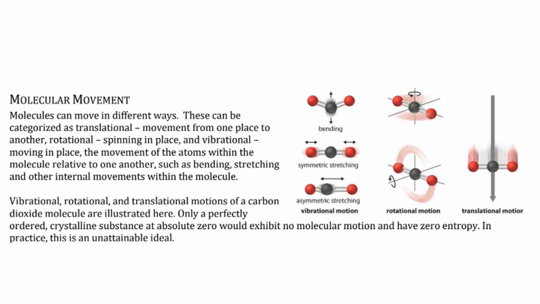Only a perfect crystalline structure at absolute zero would exhibit no molecular motion and have zero entropy. In practice, this is unattainable. Anyway, so you'll see what bending looks like. So you have bending here. You have symmetric stretching, asymmetric stretching, rotational movement, translational motion.